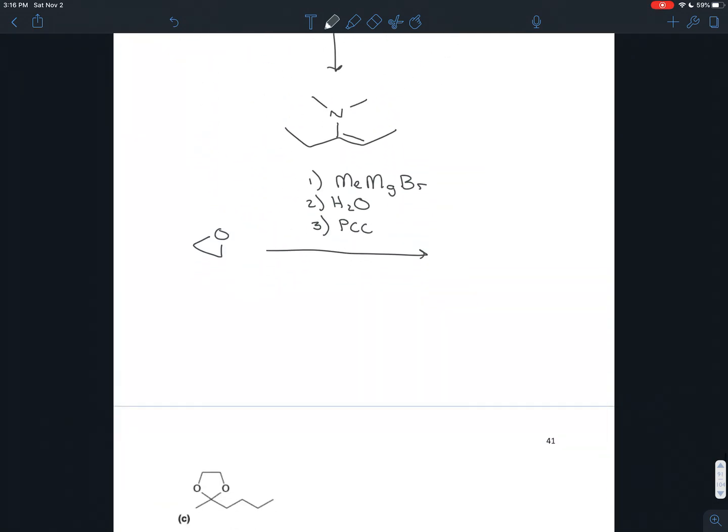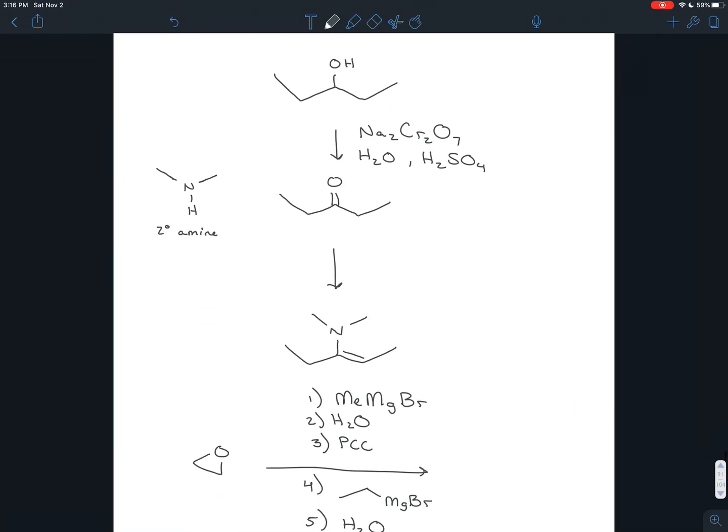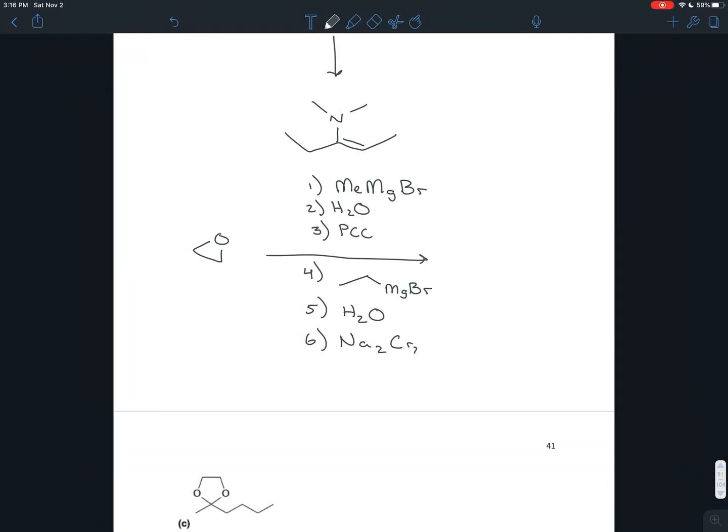Once we had the aldehyde, we could treat it with our other Grignard reagent, in this case ethyl magnesium bromide. Treat it with water to stabilize the negative oxygen. Oxidize that secondary alcohol that we made with your strong oxidizing agent, sodium dichromate, in water and sulfuric acid. And finish the whole thing off with the secondary amine that you need.